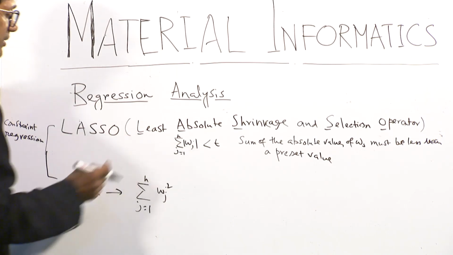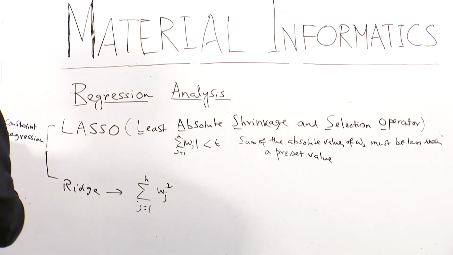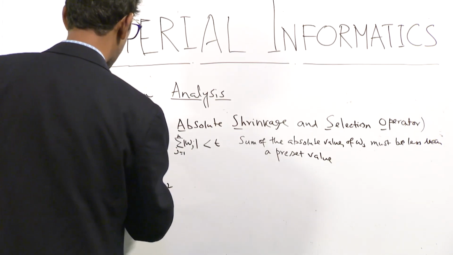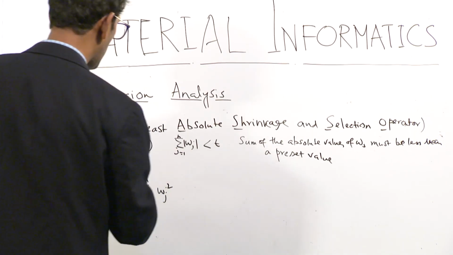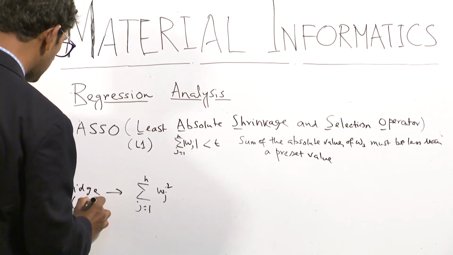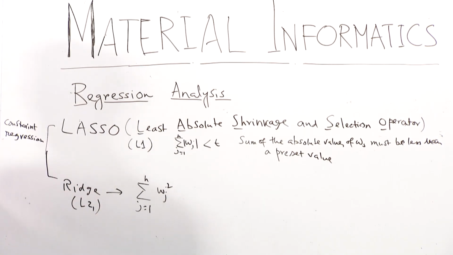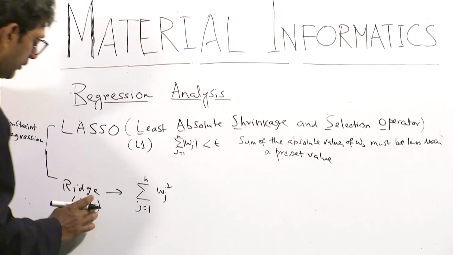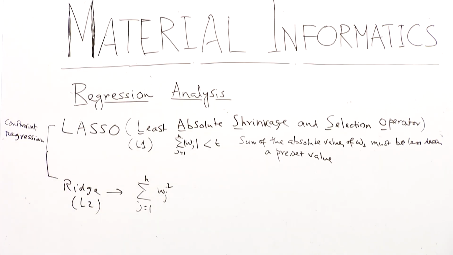Therefore, Lasso uses what is known as L1 normalization, and Ridge uses L2 normalization. Sorry, not L21, L2 normalization. So these two are done. Let me first do the Lasso part for you, and then if I get time, we can discuss the other aspects.